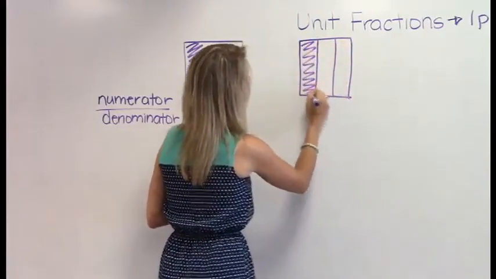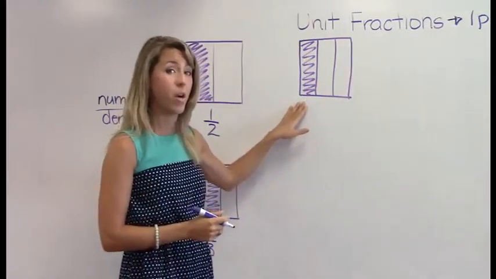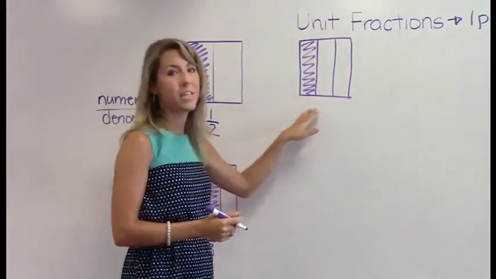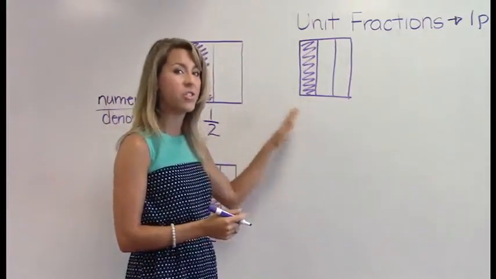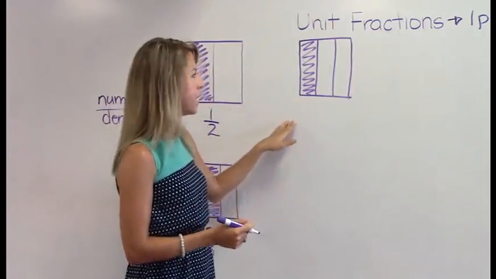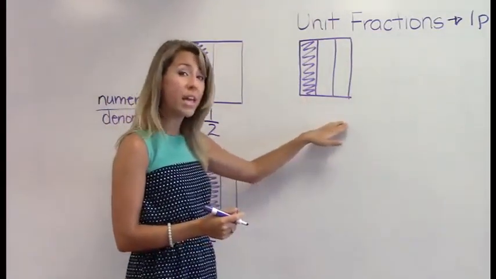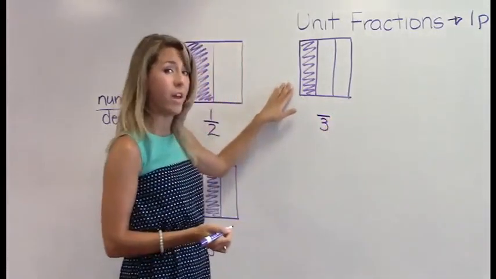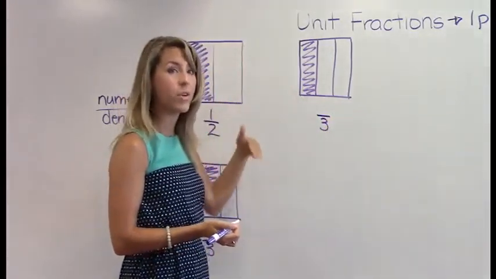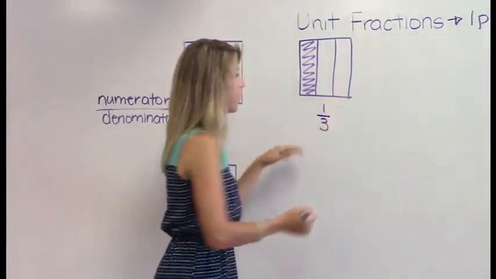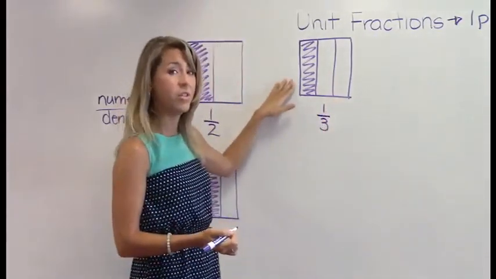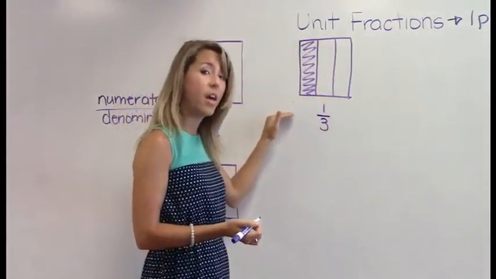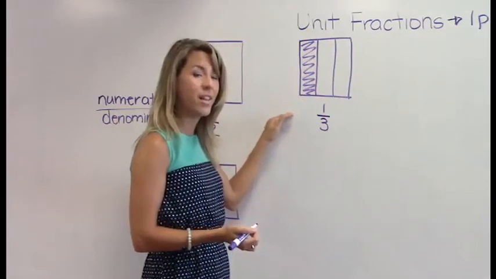Now, I could certainly change the size and the shape of my whole here, but I'm going to keep it the same as the first one, so that we can take a look at the size of our unit fractions in a moment. Right now I can see that I have 1, 2, 3 equal portions, and only one of them has been shaded. That means I can record 1 as my numerator, making this shaded fraction 1/3 of the whole. 1/3 is another unit fraction. Let's look at one more.